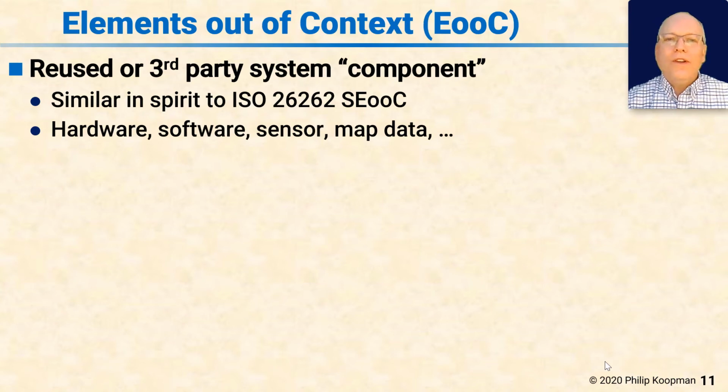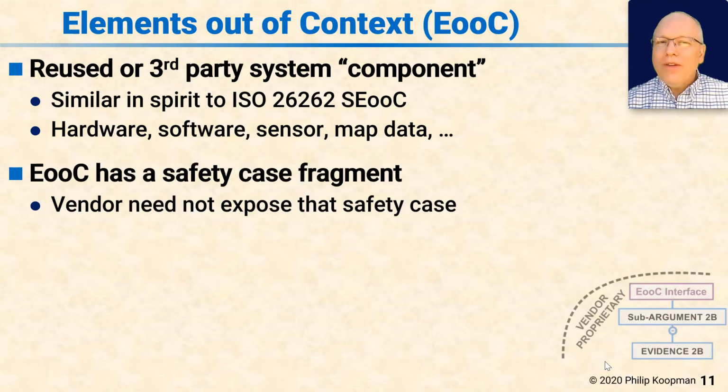4600 also supports elements out of context. So think of these as components. It's similar in spirit to an ISO 26262 EooC, but it is much broader in that it's hardware, it's software, it's sensor, it's map data, and it isn't quite about the component, rather it's about the safety case. So the idea is if you have a safety case for your entire system, what do you do about the safety case for the LiDAR or the radar or the real-time operating system?